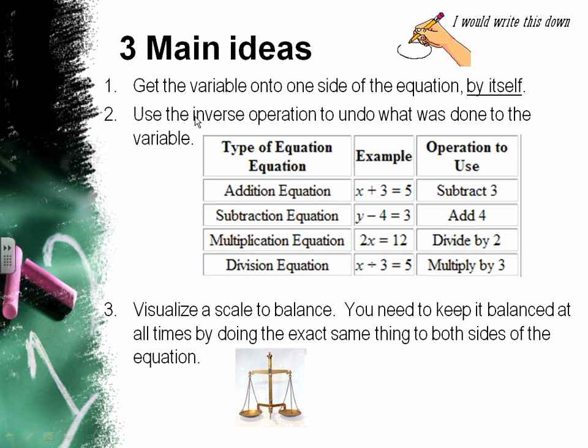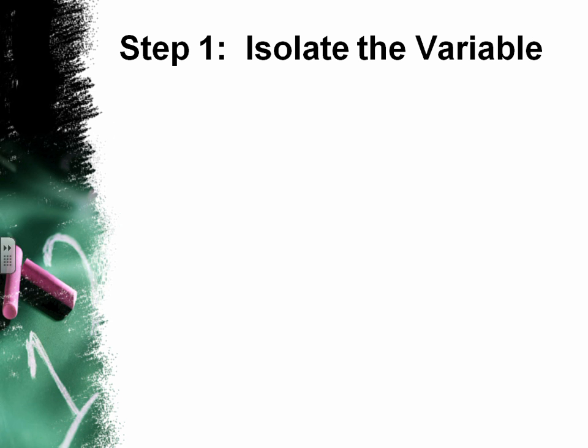How do we do that? We're going to use the inverse operation. If we have addition going on here, we need to undo that, so we do the opposite, we subtract. Subtraction is already happening, we add. In this case, the x is being multiplied by 2, so we divide by 2. And over here, the division is already happening, so we multiply. You've got to visualize a scale, and that will help you understand the need for balance. Whatever you do on one side of the equation, you have to do on the other.